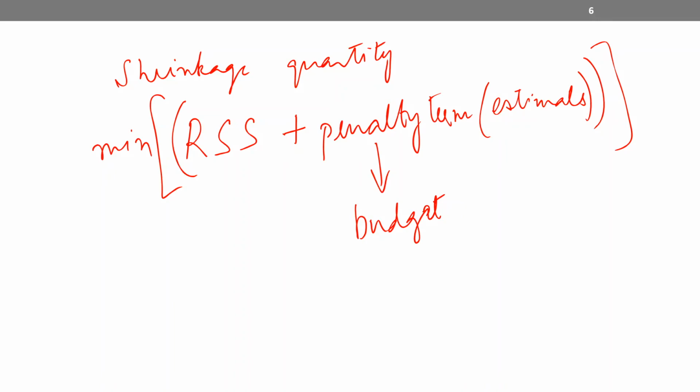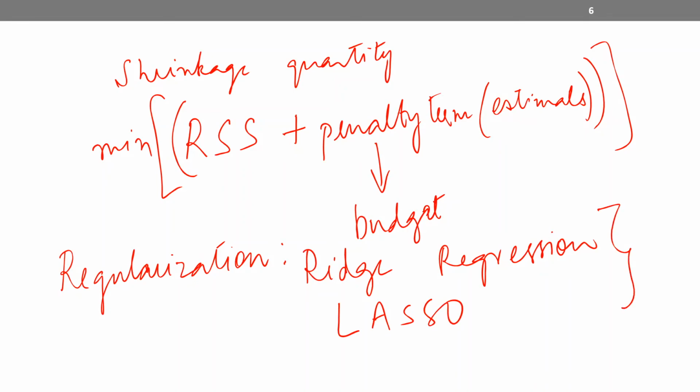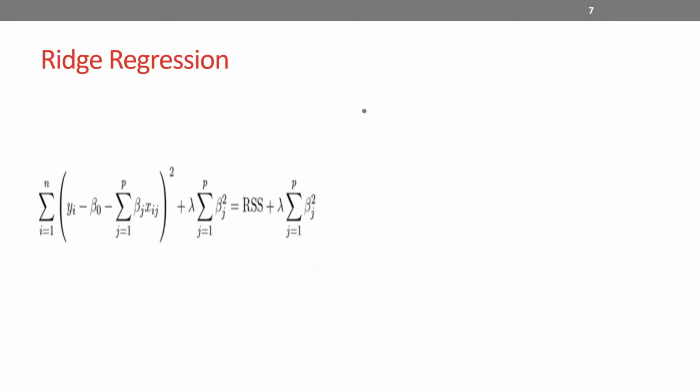Even before we begin looking at the equation, I just wanted to let you know that regularization has two types. The first type is ridge regression, which we are going to look at, and the second type is lasso. You might have come across these terms, but these are types of regularization. So let's look at what ridge regression looks like. We just saw this equation: this is nothing but RSS, or residual sum squares, and this is my penalty.